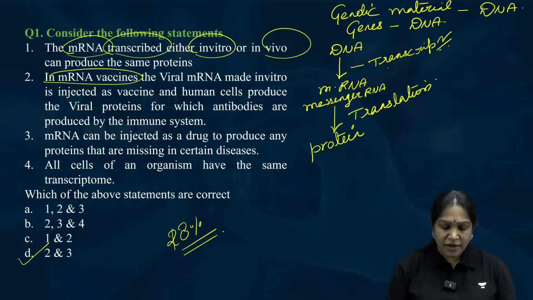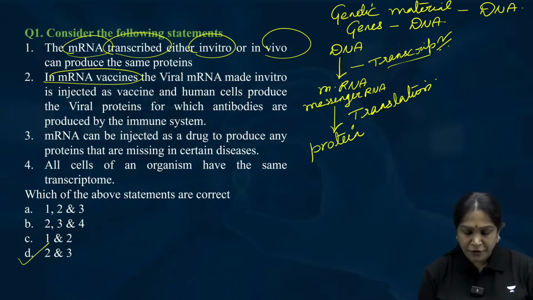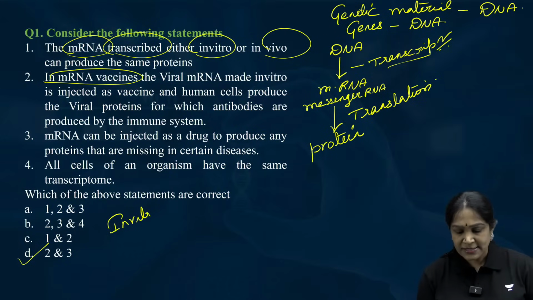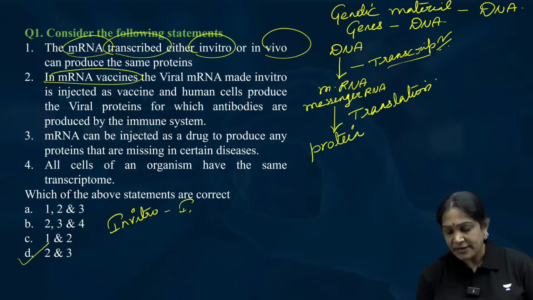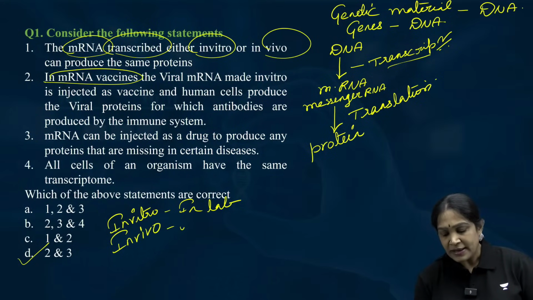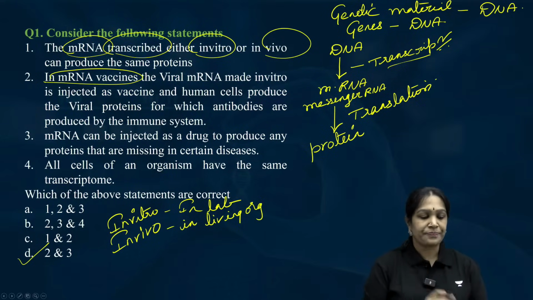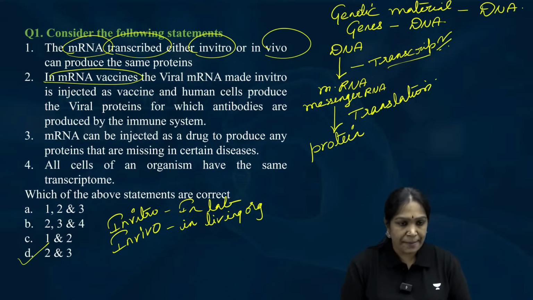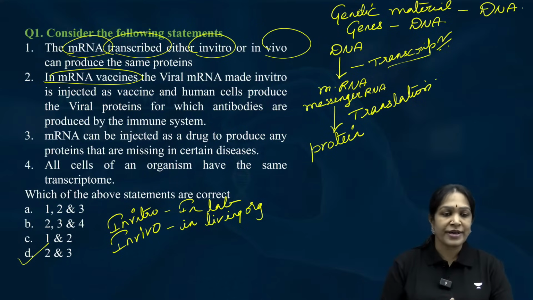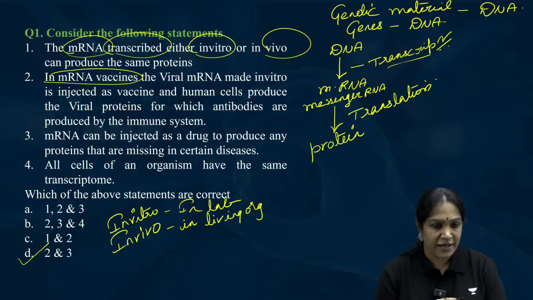Now let us see the meaning of the words in vitro, in vivo. Tell me the meaning if you know. What do you mean by in vitro? The word in vitro means in the laboratory. And what do you mean by in vivo? In vivo means in the living organisms, inside the living organisms. Right? Now we are going to discuss this mRNA production in vitro and in vivo.